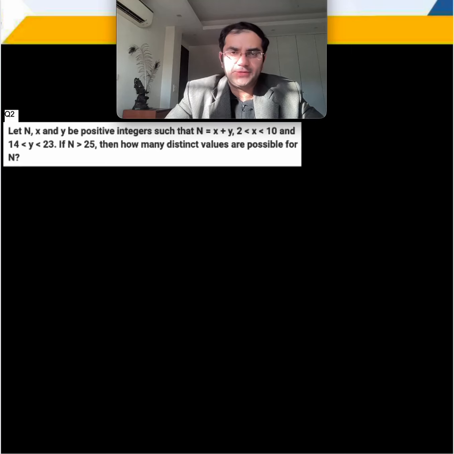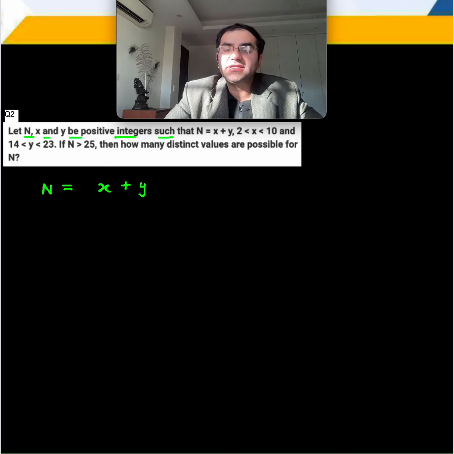Simple question on inequalities. Question number 2. You have x and y as positive integers and n is equal to x plus y. There is a range for x that is between 2 and 10, that means 2 and 10 excluded, so 3 to 9. Y is between 14 and 23, that's from 15 to 22. And n is greater than 25. How many distinct values are possible for n?